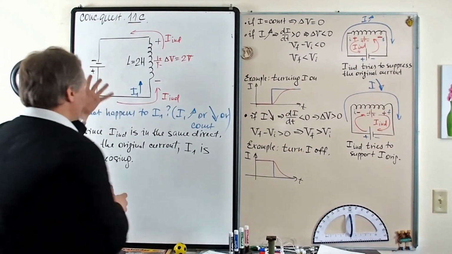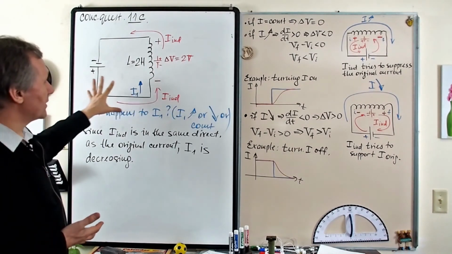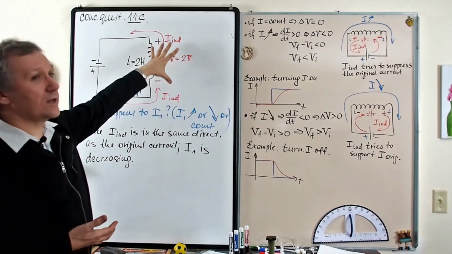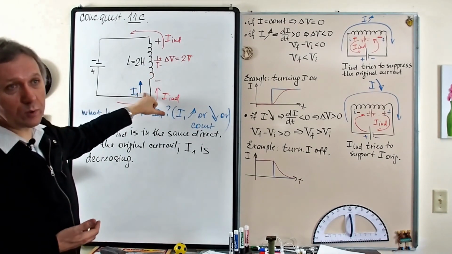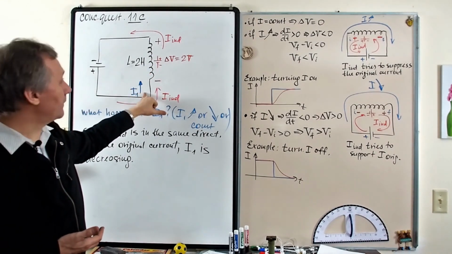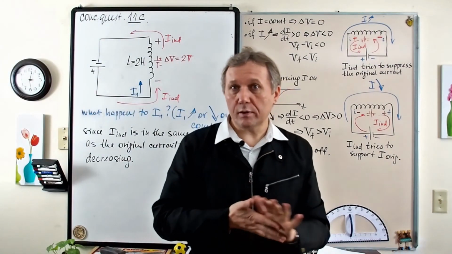So basically it's a conceptual question. Sometimes I give questions like this on the exam. By just analyzing the response of the solenoid, you should be able to tell immediately what happens to the original current. Okay, it should be enough for today, thank you, and I'll see you next time.